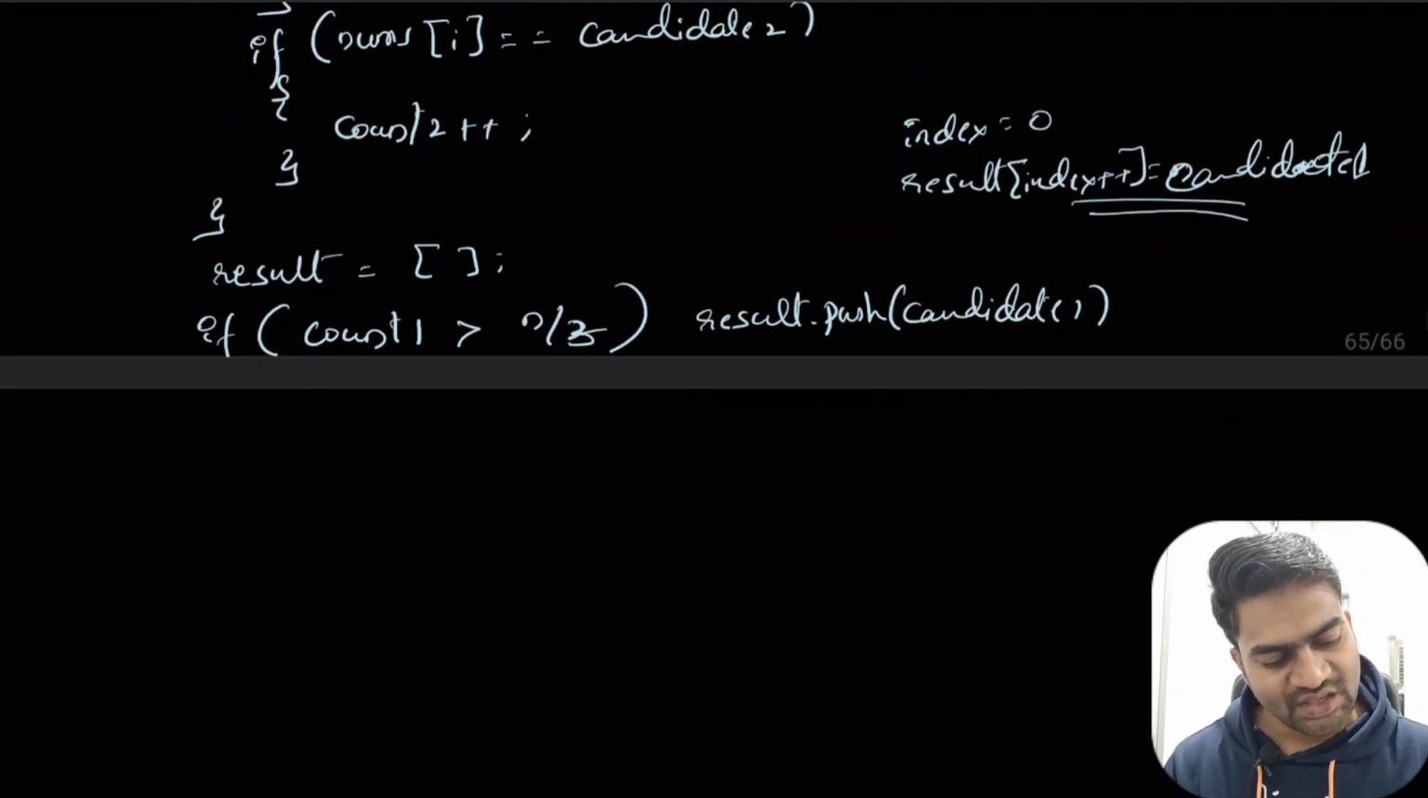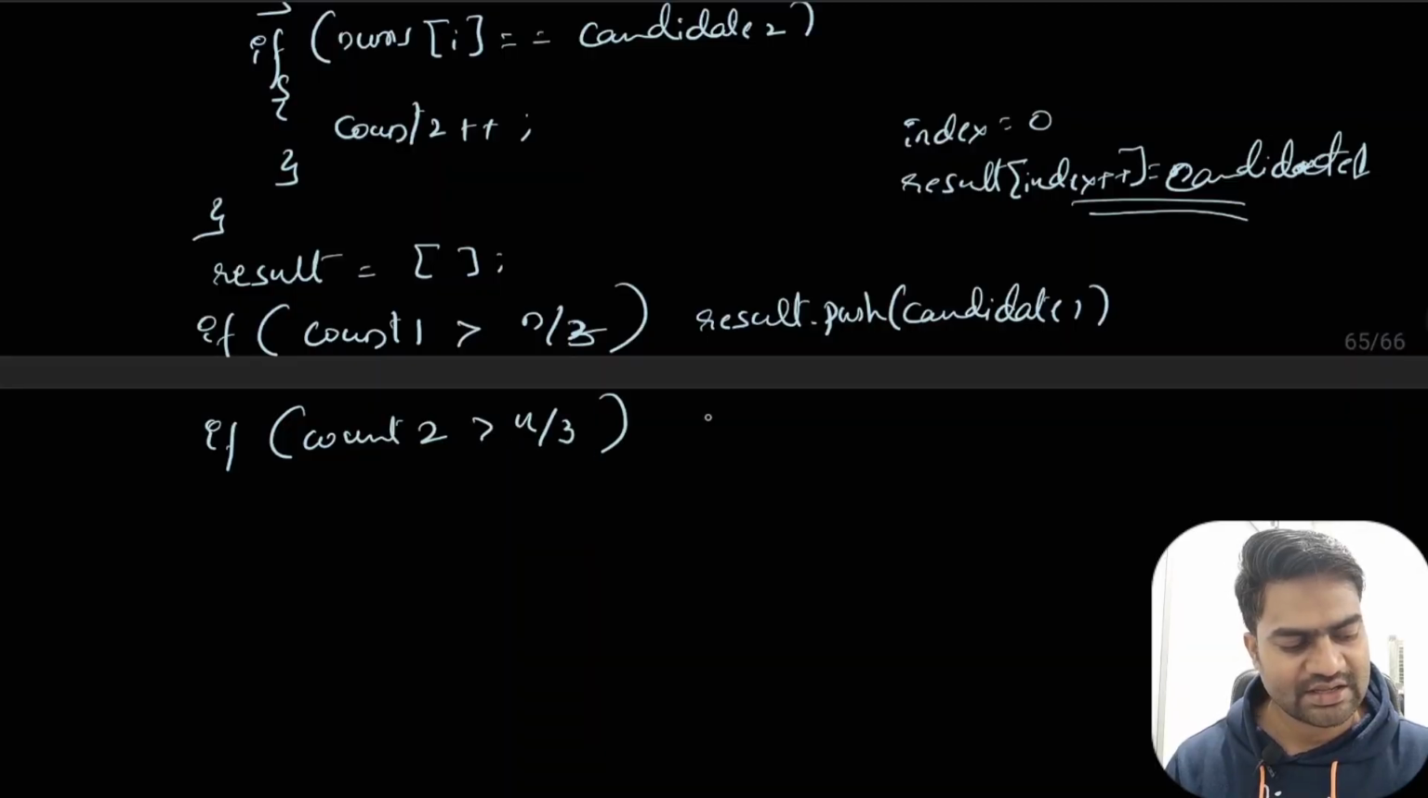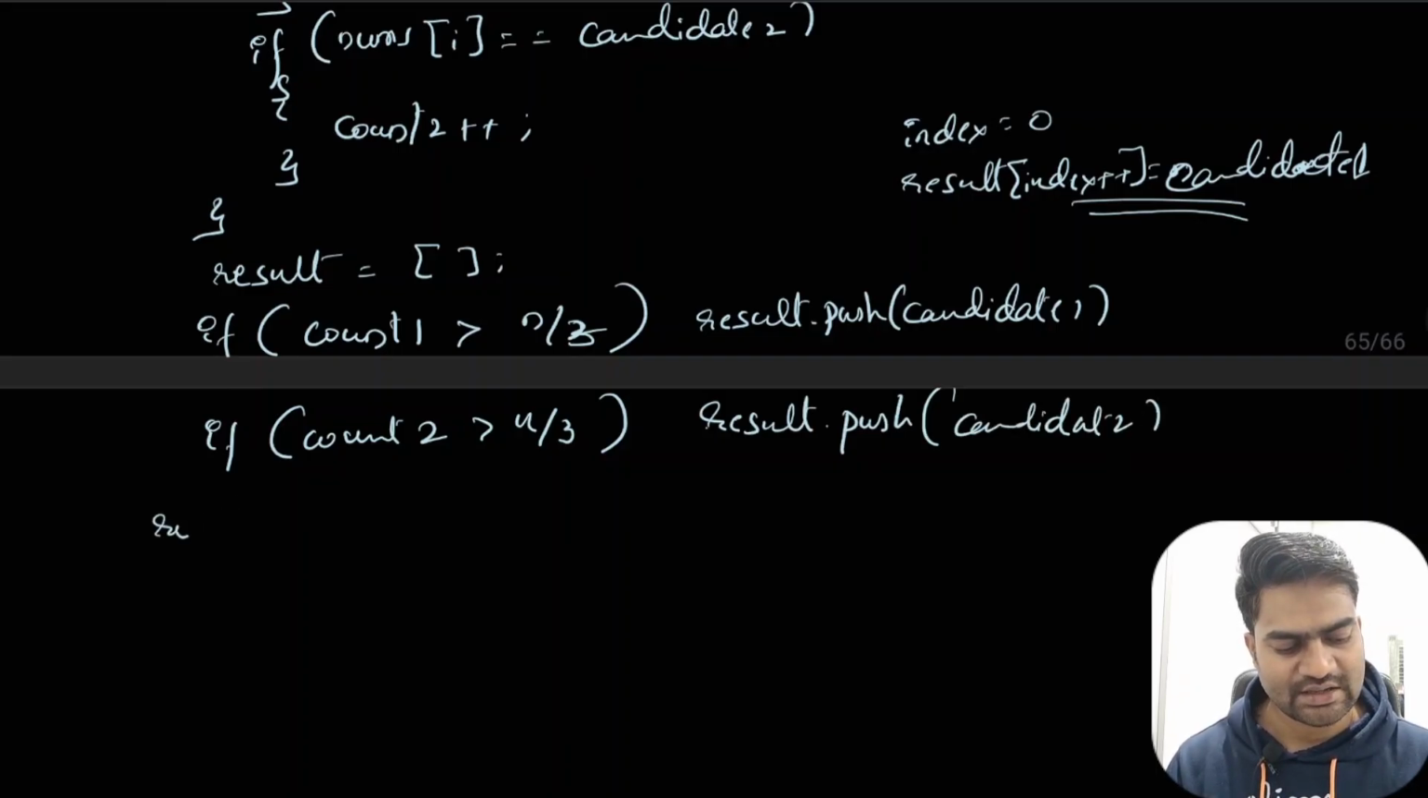Now I will also check if my count 2 is greater than n by 3, then again same, result dot push of candidate 2. Okay, finally return our result array.